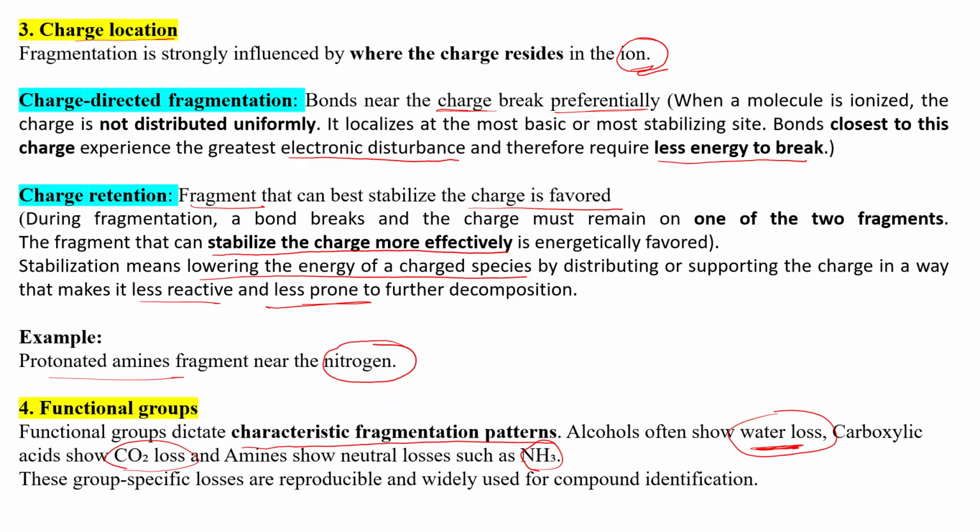तो यहाँ पे एक स्पेसिफिक पैटर्न है कि अगर वाटर लॉस है तो it means it is alcohol, if carbon dioxide loss is there it means it is a carboxylic acid. So these group specific losses are widely used for compound identification.